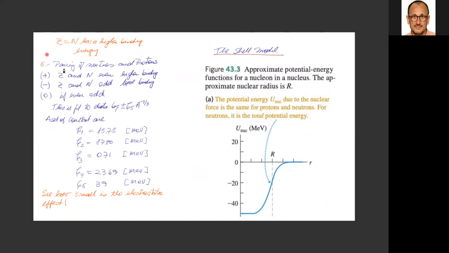So Z equals N has a higher binding energy. The other one is the pairing of neutrons and protons. If Z and N are even, that has a higher binding energy. If Z and N are odd, that has a low binding energy. So you want the nuclei to be paired Z times paired N, meaning that they should have a higher binding energy.